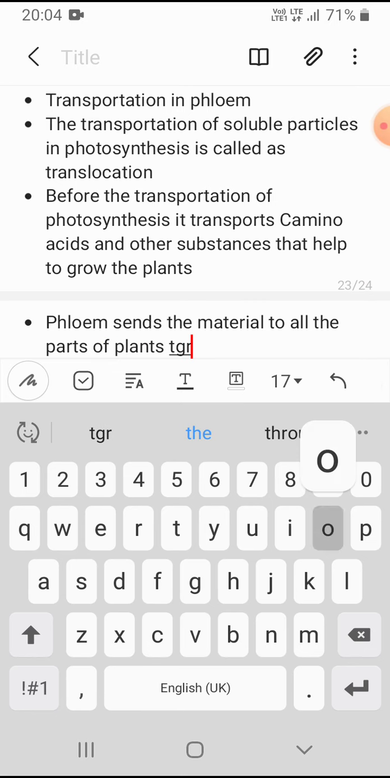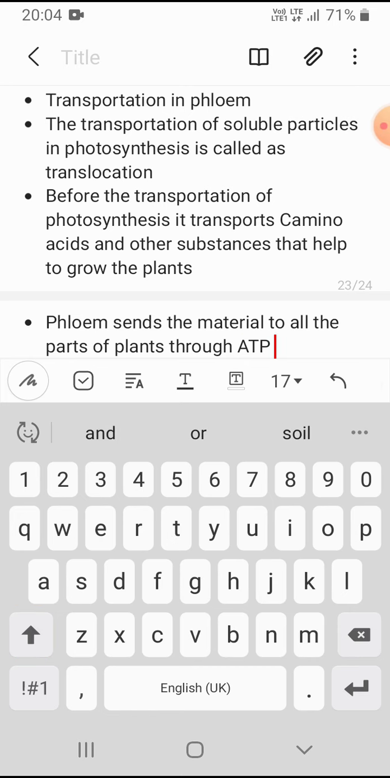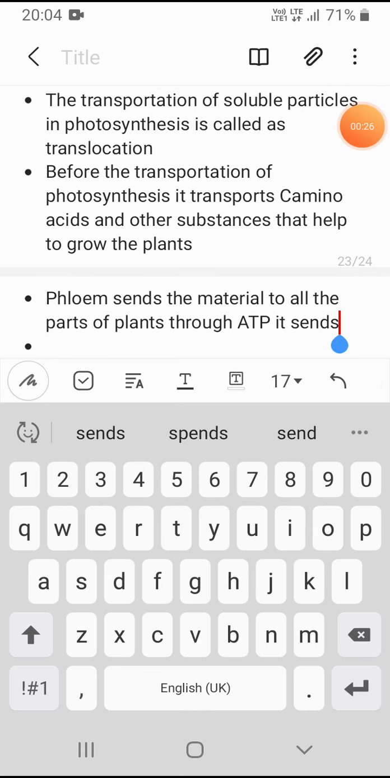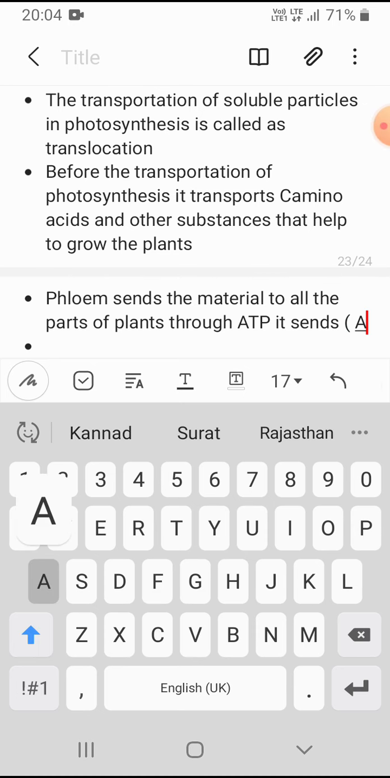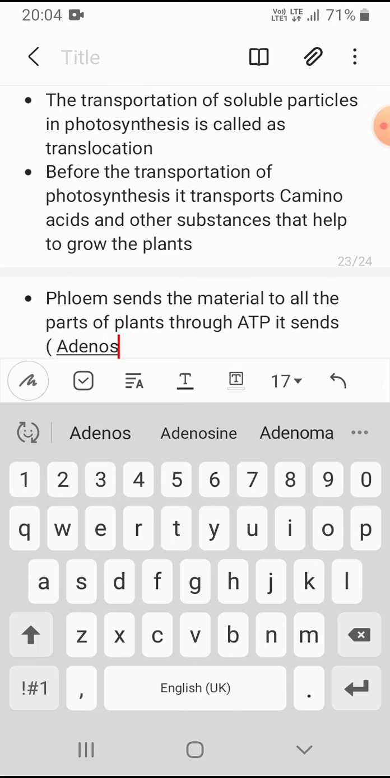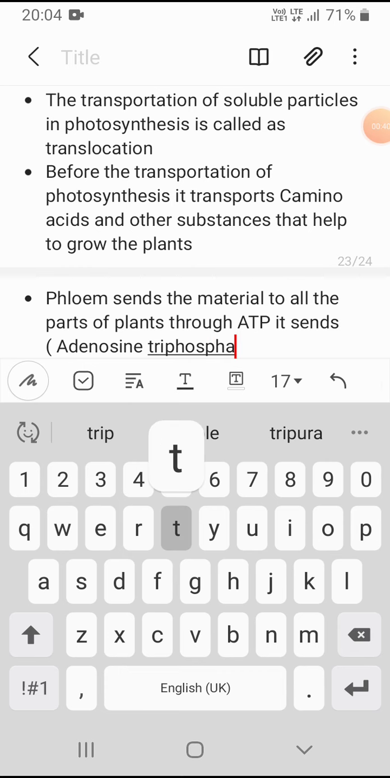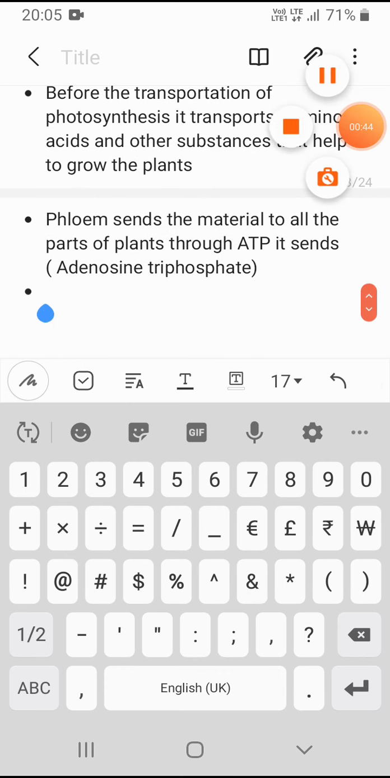through ATP. It sends ATP. ATP means adenosine triphosphate. ATP means adenosine triphosphate.